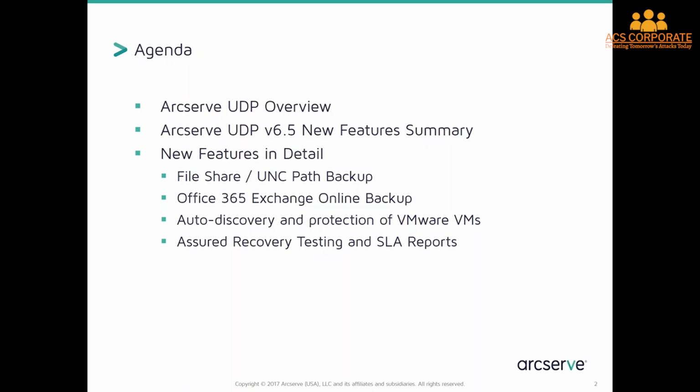We're going to take a look at the Office 365 Exchange Online backup. We'll take a look at how we can configure auto discovery and auto protection of VMware VMs. And we're going to take a look at the assured recovery testing and the SLA reports in 6.5 that have been introduced.